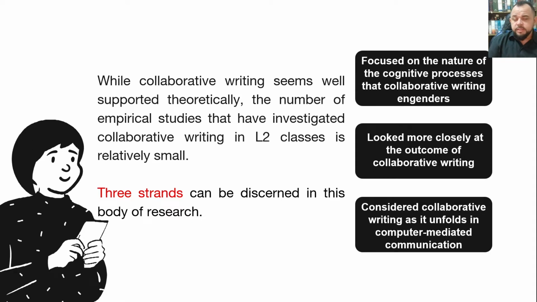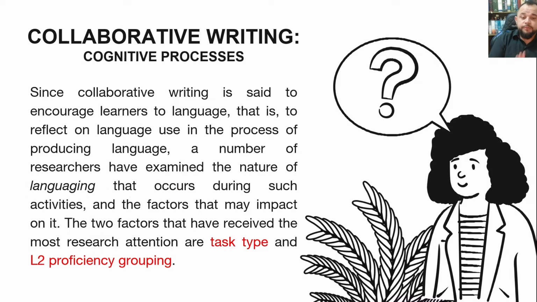So there are basically three strands that can be distinguished in this body of research. The first one focuses on the nature of the cognitive processes. The second one looks more closely at the outcome of the collaborative writing task. And the third one considers collaborative writing in a computer-mediated communication context, right? So the first one is the cognitive processes.